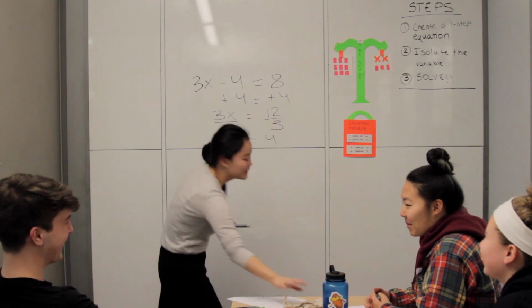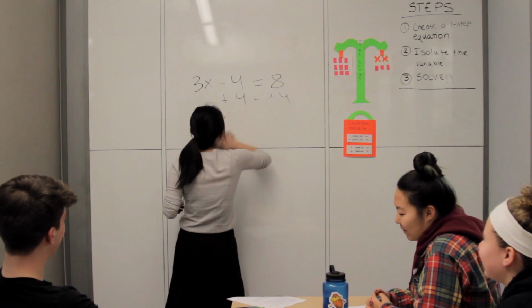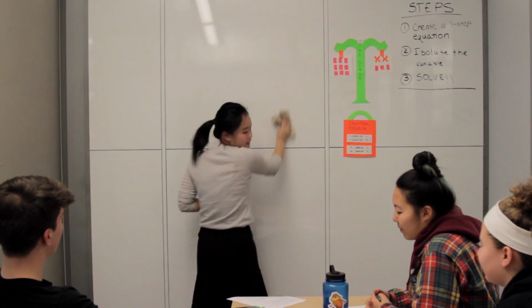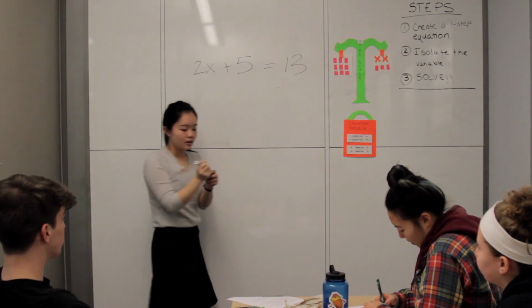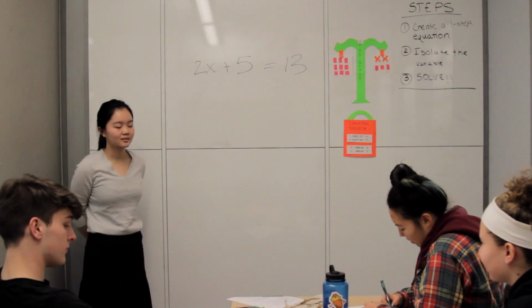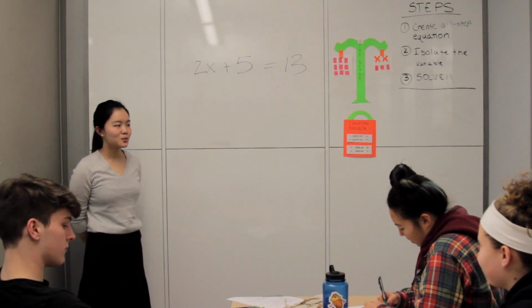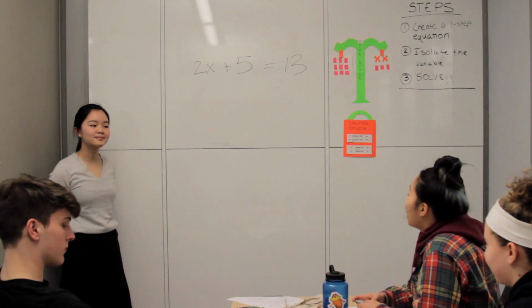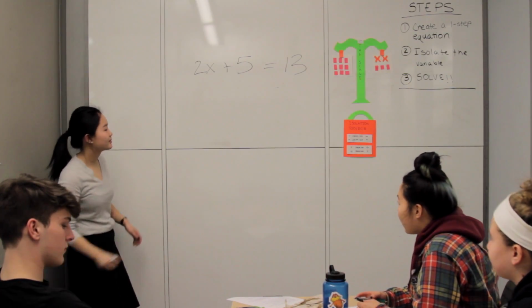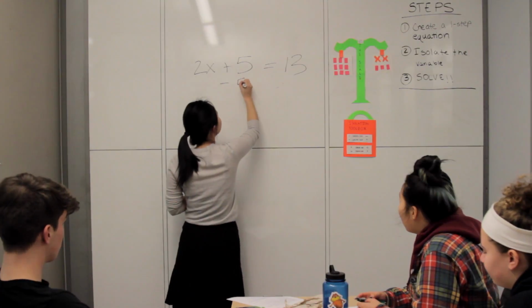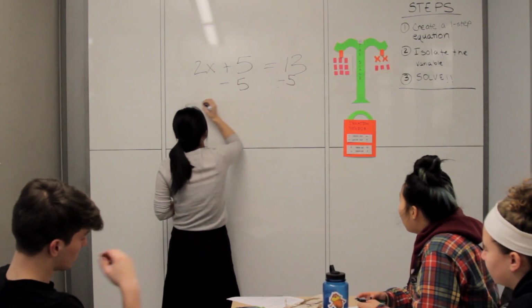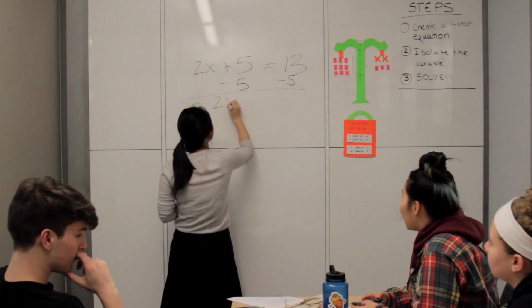Okay. You guys are clearly understanding two-step equations. How about you guys try one on your own now? Reen, could you tell me what the first step is? Subtract 5 from each side. Great. And why do we use subtraction? Because subtraction cancels out addition. Awesome.